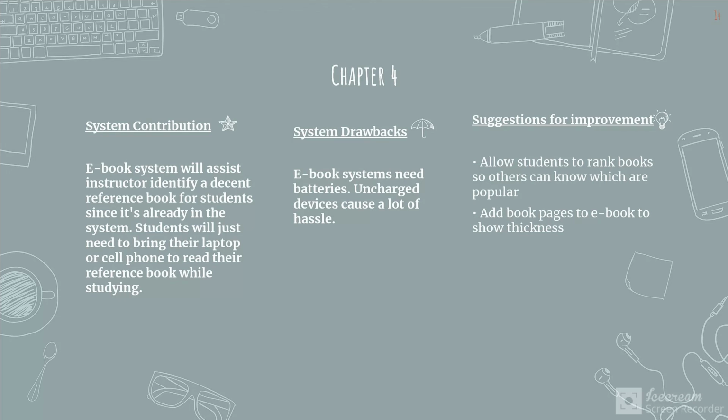The second one is system drawbacks. Ebook system needs batteries. An uncharged device causes a lot of hassle. The third is the suggestion for improvement. There are many suggestions, and two of them are to allow students to rank books so others can know which are popular, and the second one is to add book pages to the ebook to show thickness.